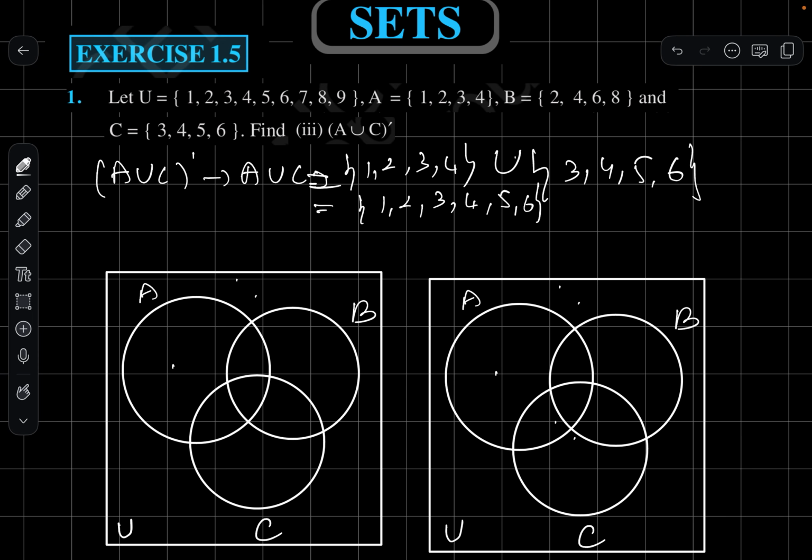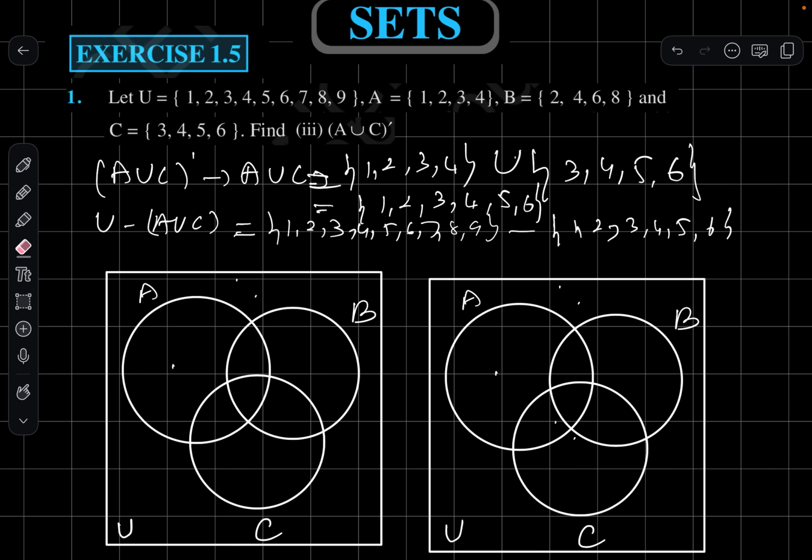What is the definition of complement? Complement means you have to subtract from the universal set. So from the universal set you are going to subtract this: U minus A union C. What is the universal set? 1 2 3 4 5 6 7 8 and 9, minus A union C, which is 1 2 3 4 5 and 6.